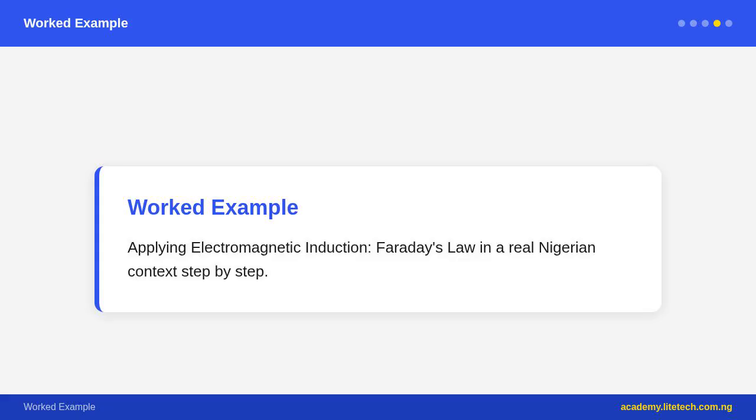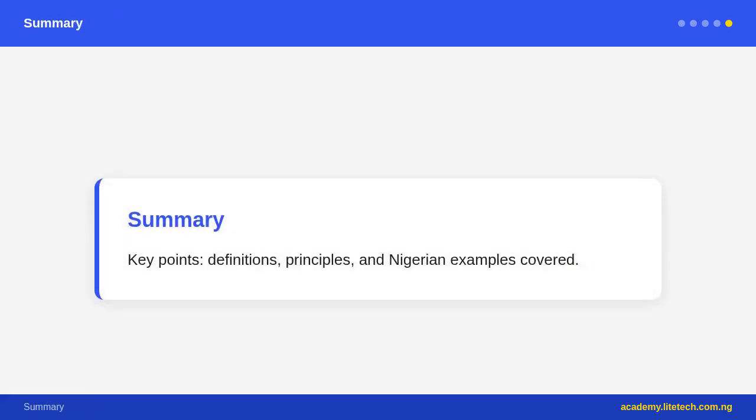Worked example 2. The flux through a coil of 100 turns changes uniformly from 0.2 webers to 0.05 webers in 0.5 seconds. Calculate the induced EMF. Solution. E equals N times delta phi over delta t, which equals 100 times (0.2 minus 0.05) divided by 0.5, which equals 100 times 0.15 divided by 0.5, which equals 100 times 0.3, which equals 30 V.